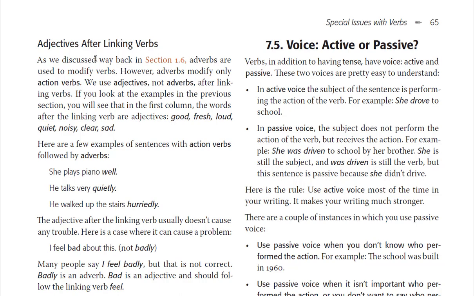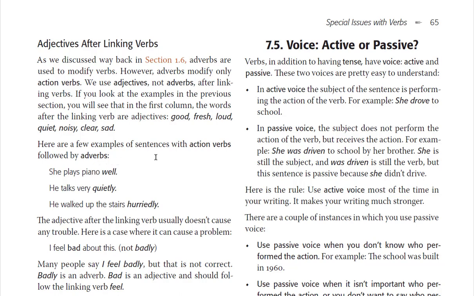Adjectives after linking verbs. As we discussed way back in Chapter 1, adverbs are used to modify verbs. However, adverbs modify only action verbs. We use adjectives, not adverbs, after linking verbs. If you look at the examples in the previous section, you will see that the words after the linking verbs are adjectives. Good, fresh, loud, quiet, noisy, clear, sad.